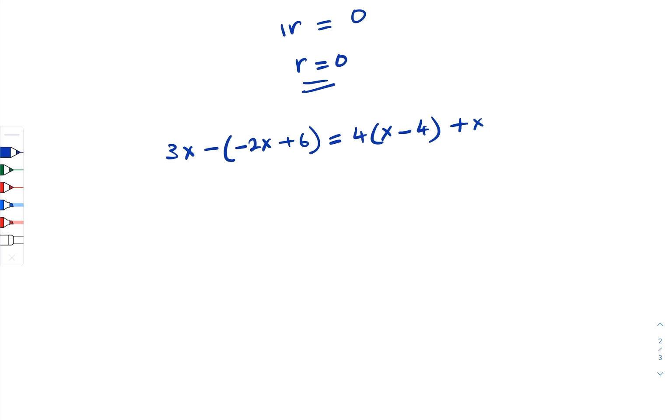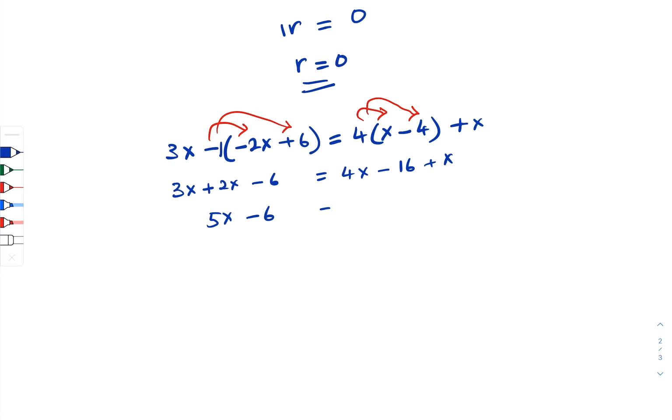So let's take a look. So I'm going to distribute the negative sign again like we did before. Imagine there's a negative 1 sitting out there. We distribute that with the negative 2x and the positive 6. So that gives me 3x positive 2x negative 6, okay? And then I'm going to do the same thing with the 4 with the x and the 4 with the negative 4, okay? So that's 4x minus 4 4s are 16 plus x. Now I'm just going to combine the x's on the left and the x's on the right. So just to simplify things, that's 5x minus 6 is equal to 5x minus 16, okay?